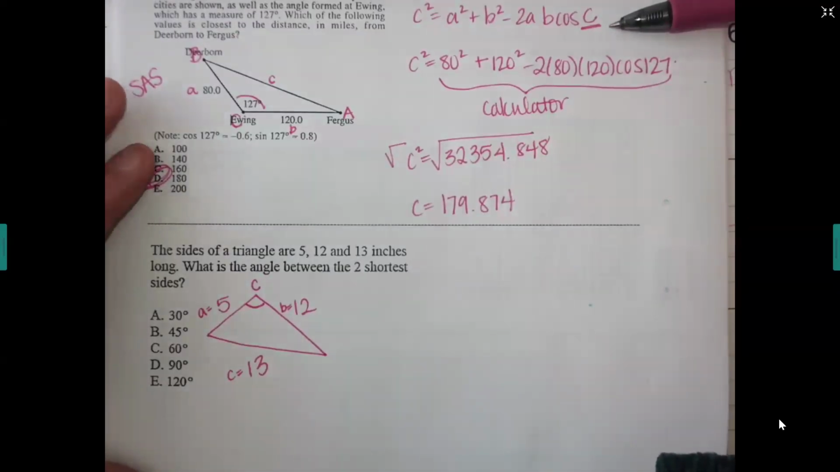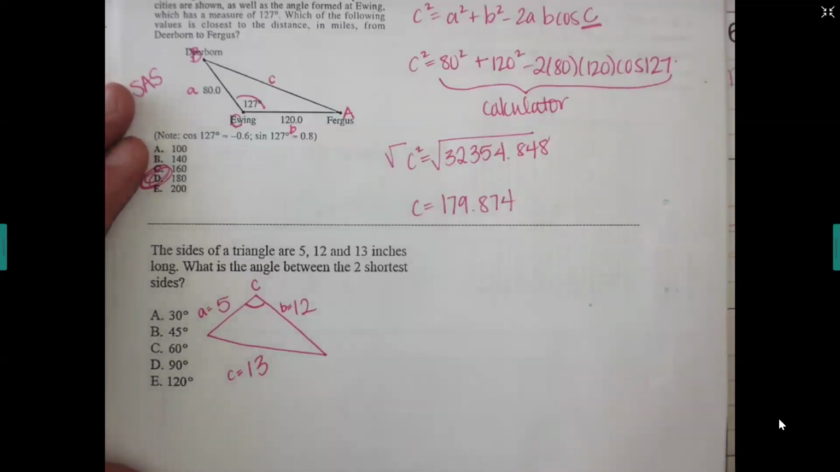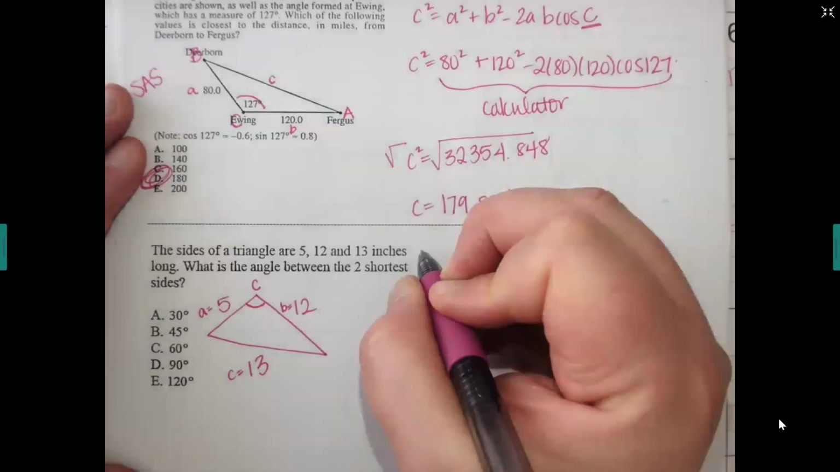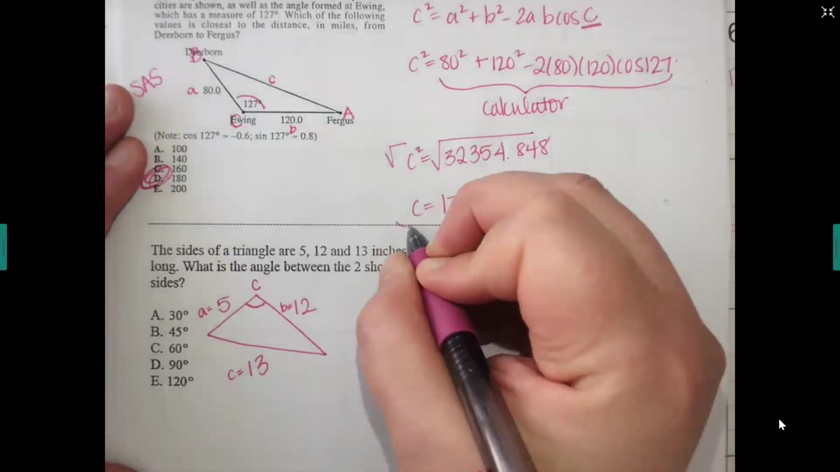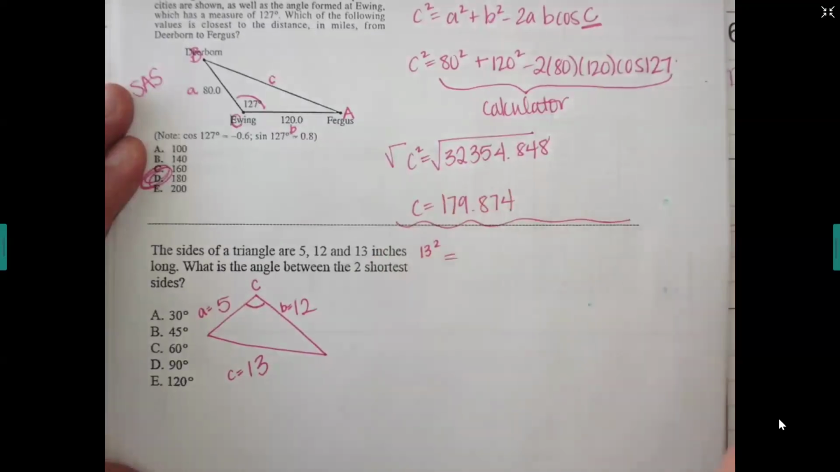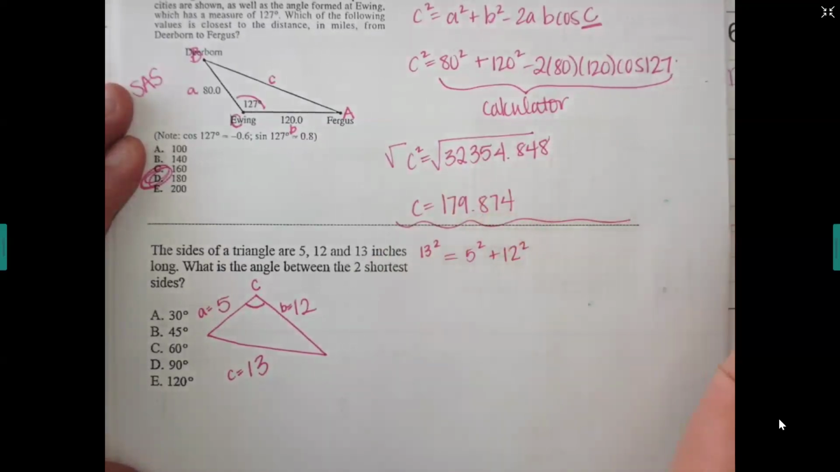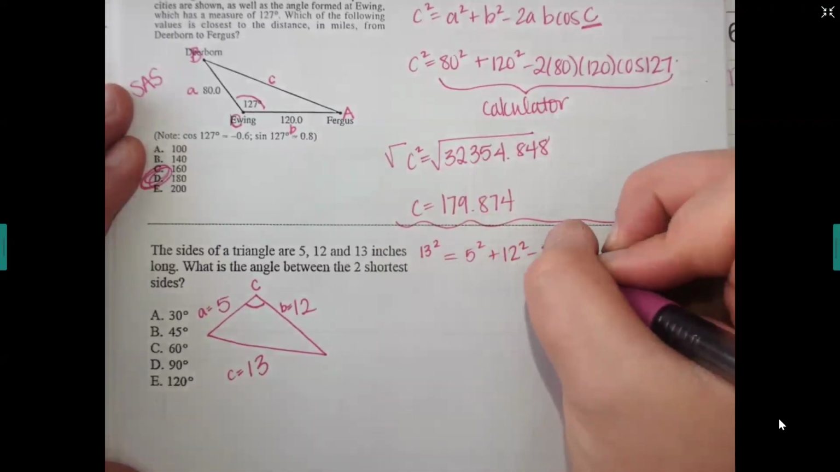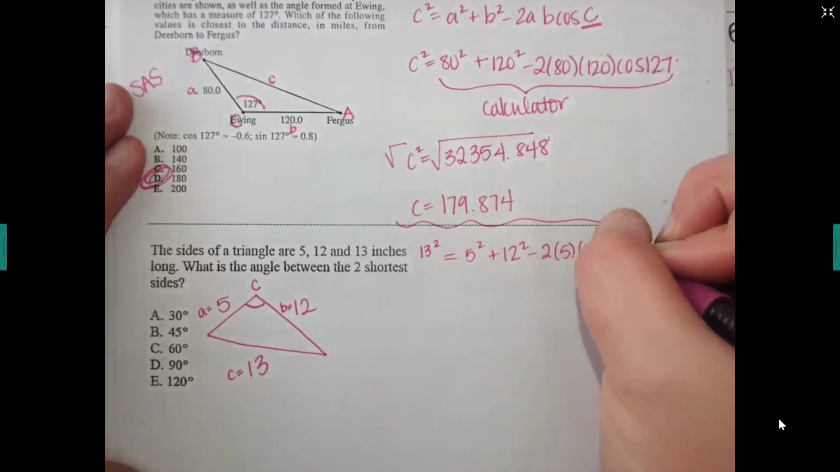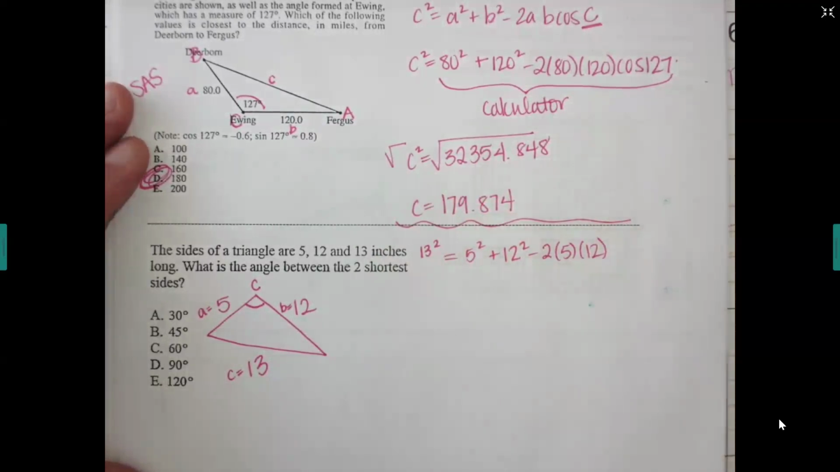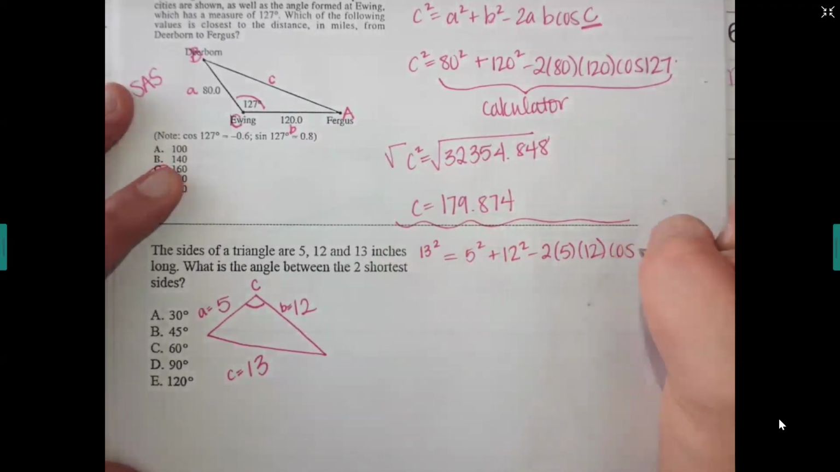So it's going to be c squared equals, but I know c. What's little c? 13 squared equals. And then it's a squared plus b squared. So 5 squared plus 12 squared. Minus 2ab is 2 times 5 times 12. And then cosine big C, which I don't know.